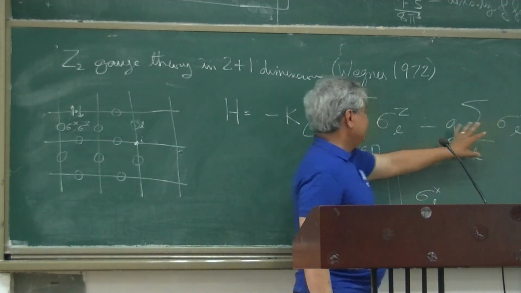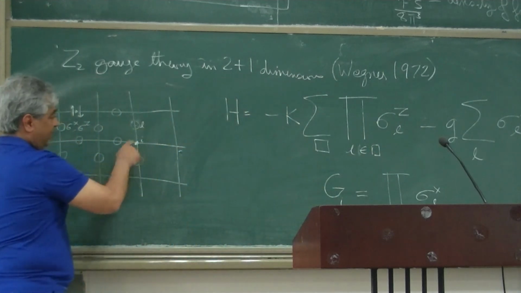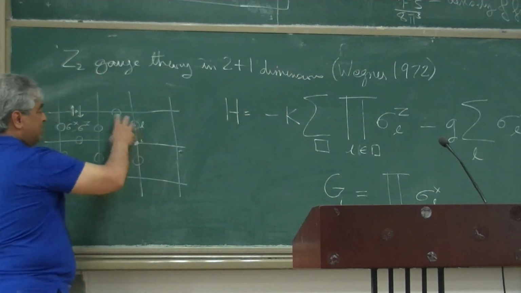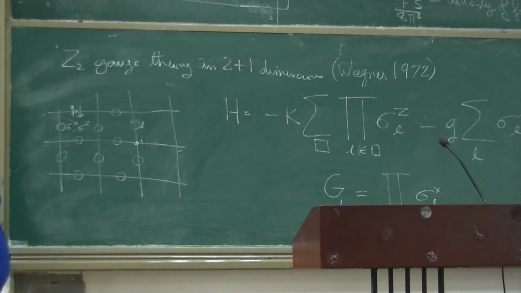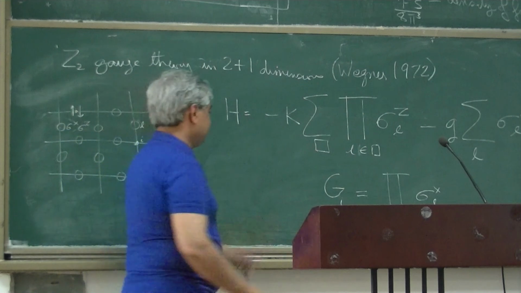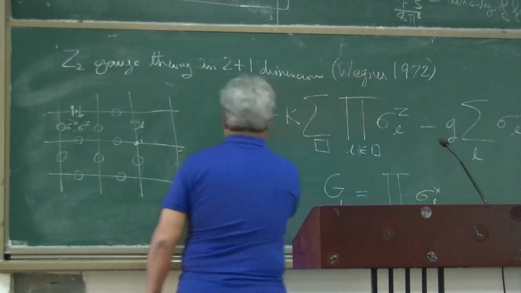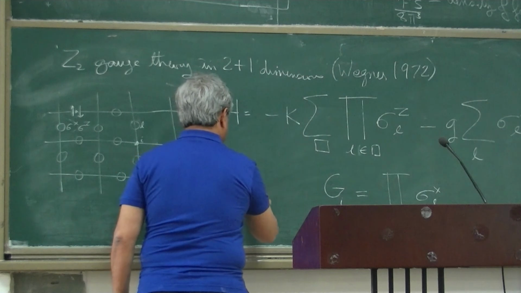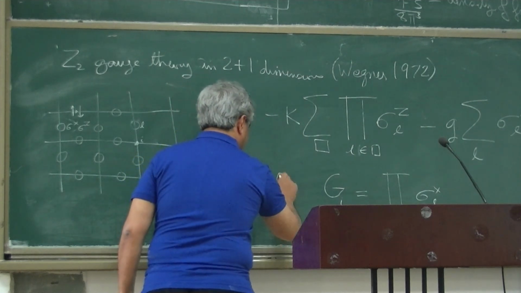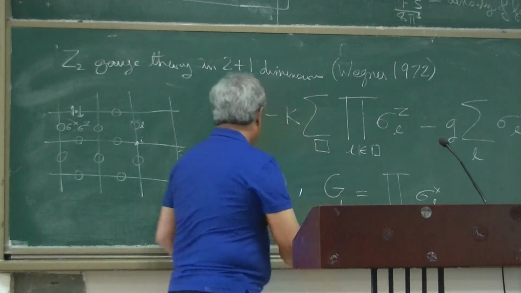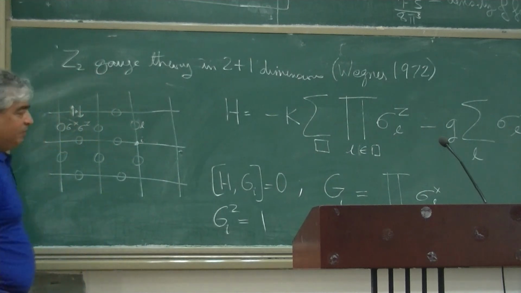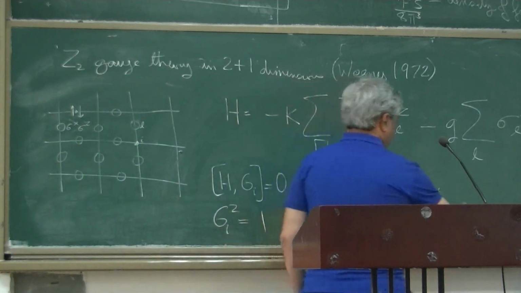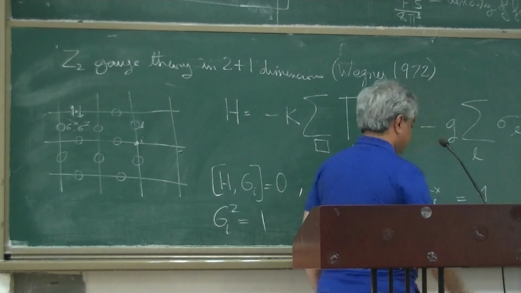Obviously it commutes with the g term, and it commutes with the flux term because every cross, when it intersects with a plaquette, either intersects in two places or not. Either way they commute because the sigmas anticommute. All right, so this G_i has the property that the commutator of H and G_i equals 0. And so now G_i squared is 1, so its eigenvalues can be plus or minus 1, and I'm going to fix them to be plus 1. So this is the Gauss law.